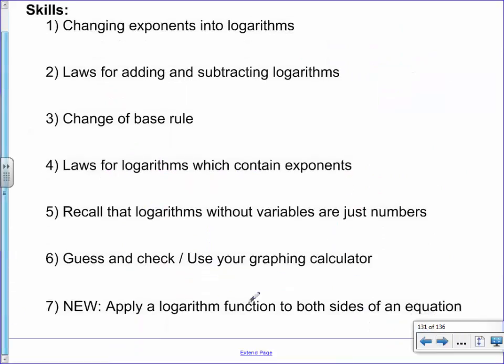The last skill, you can apply a logarithm to both sides of the equation. Or the opposite of applying a logarithm to both sides, you can remove a logarithm from both sides. So, anyways, let's do some more examples.